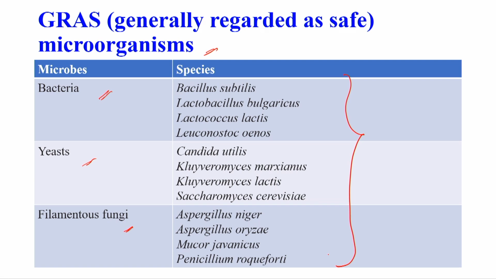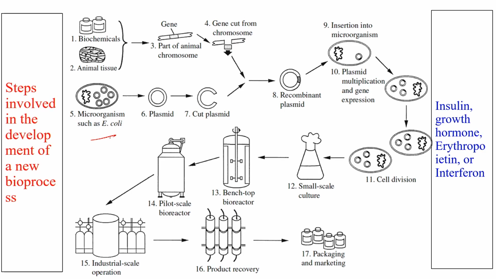Here you can see you have a host microbe, and through different biochemical assays you get the gene of your interest. Now you have to add that gene into a plasmid, so you form a recombinant plasmid. Then you insert this recombinant plasmid into the host. Now it is dividing, and you test the gene expression.